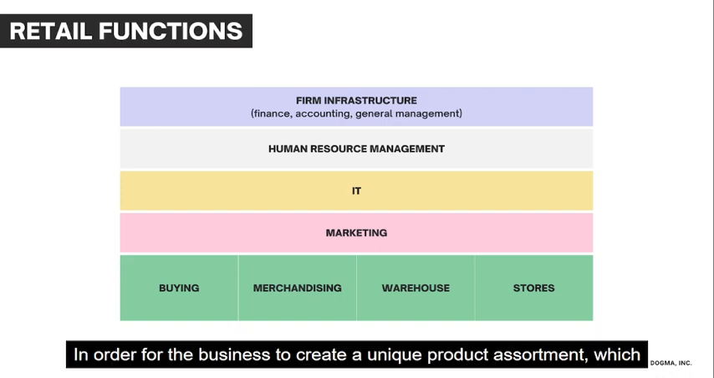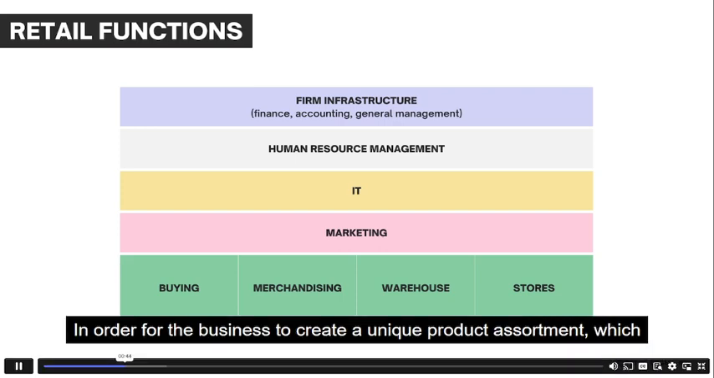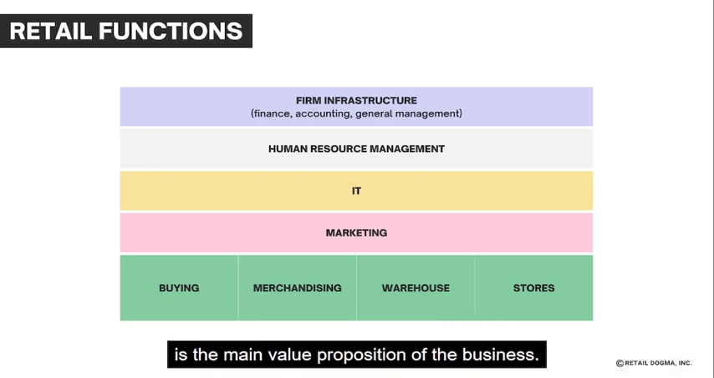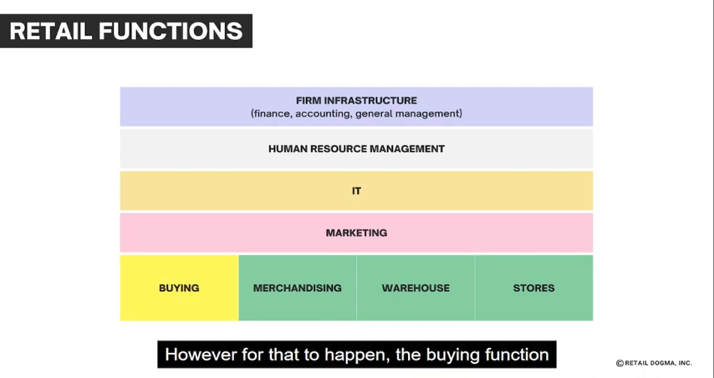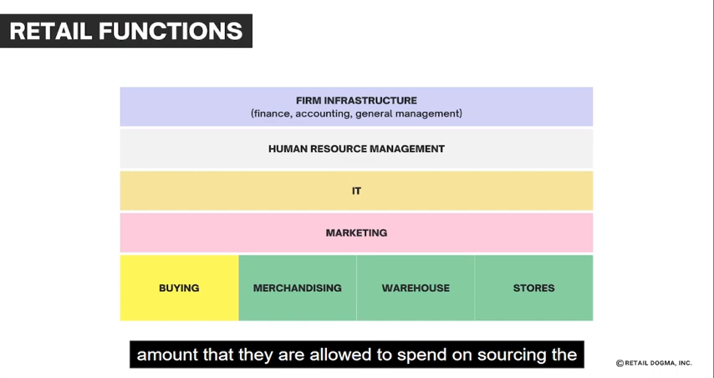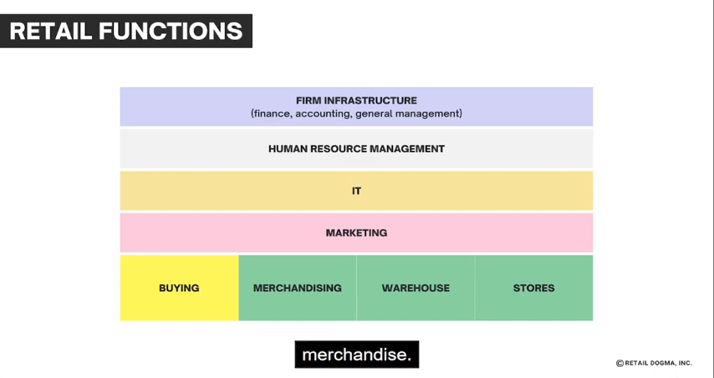In order for the business to create a unique product assortment, which is the main value proposition of the business, it needs to identify and source such products at a reasonable cost price, and this is done by the buying function. However, for that to happen, the buying function will need to have a buying budget, a dollar amount that they are allowed to spend on sourcing the merchandise.